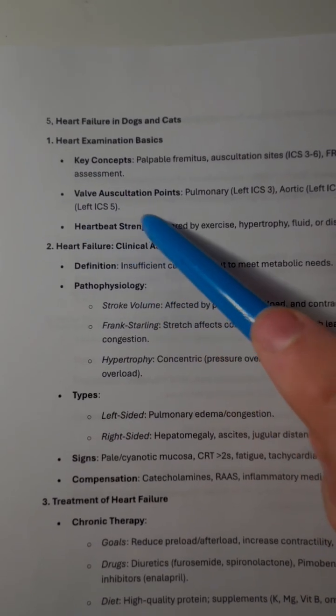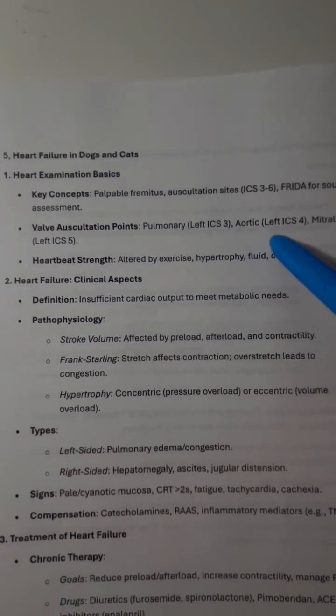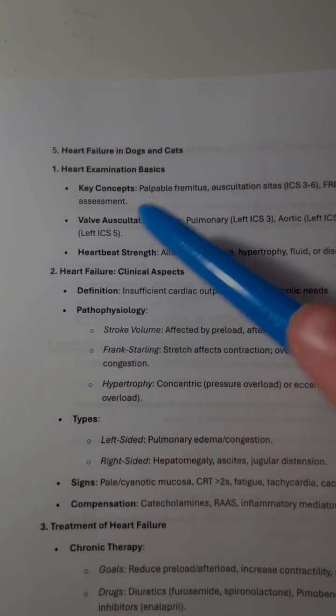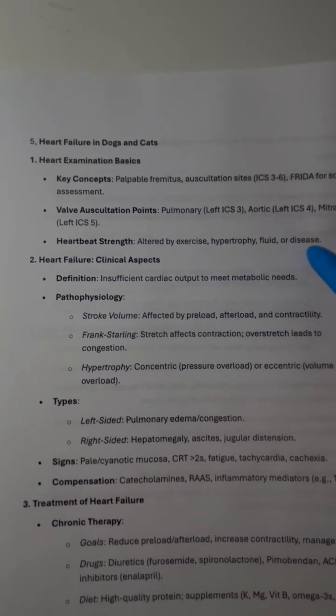The valve oscillation points are pulmonary on the left at intercostal space 3, aortic on the left at intercostal space 4, and mitral on the left at intercostal space 5. Heartbeat strength can be altered by exercise, hypertrophy, and fluid or disease.